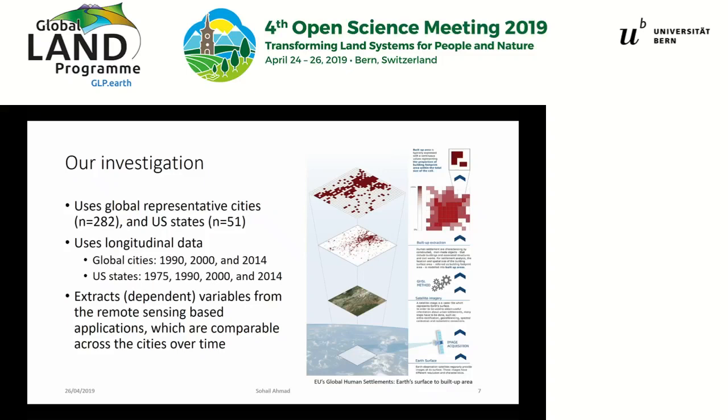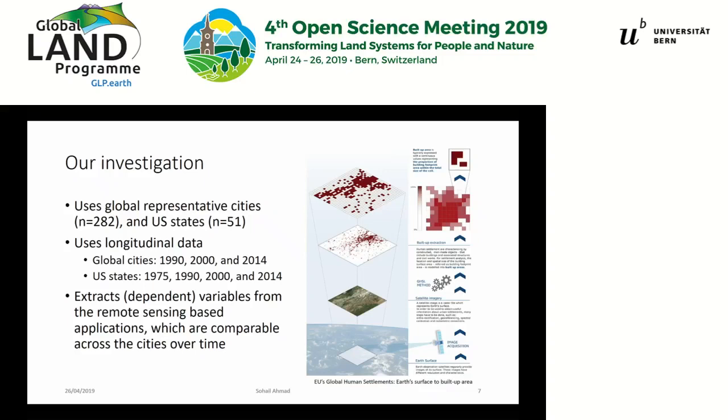We have used longitudinal data for the global cities, like 2014, corresponding to what you presented yesterday, the Global Human Settlement data. For US states, we have gasoline price data even from 1975. So we use the 1975, 1990, 2000, and 2014 data, so it's more temporal. Also for US states, we have some additional data sets, for example congestion, in a temporal context. We extracted the variables from these data sets. The beauty of this data set is that it is comparable across cities over time. If we had used other data sets, we could not have done this kind of study.